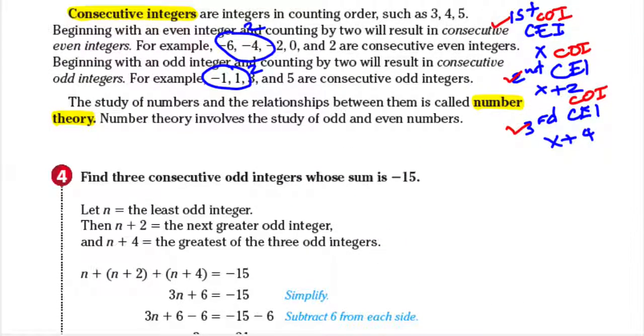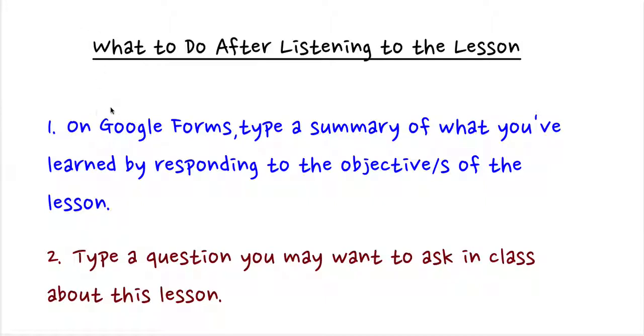Alright, that's the end of our lesson. Okay, on Google Forms or My Big Campus, type a summary of what you've learned by responding to the objectives of the lesson, and type a question you may want to ask in class about this lesson.